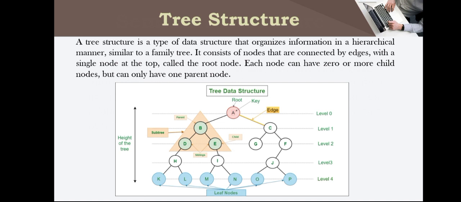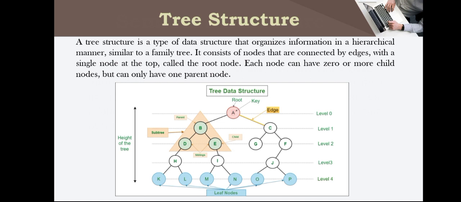So the height of the tree, they have 5 levels. So level 0 belongs to the root node. So level 1, B and C. Level 2, D, E, G, and F. And level 3, H, I, and J. And level 4 is K, L, M, N, O, P.